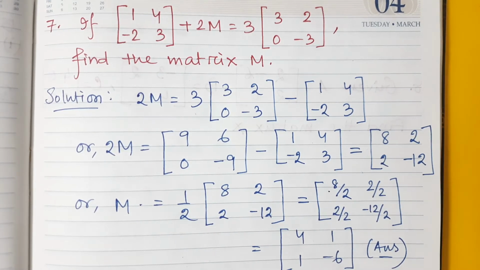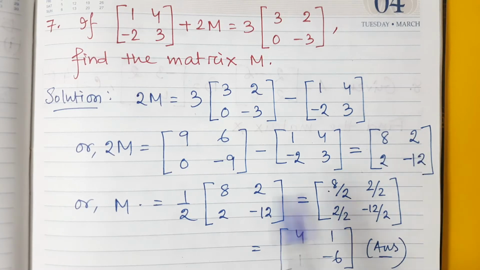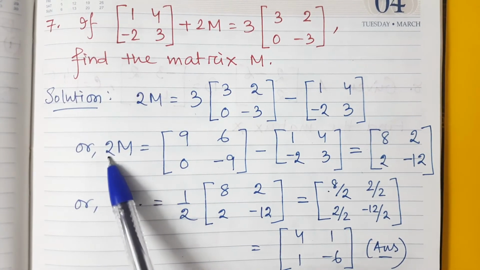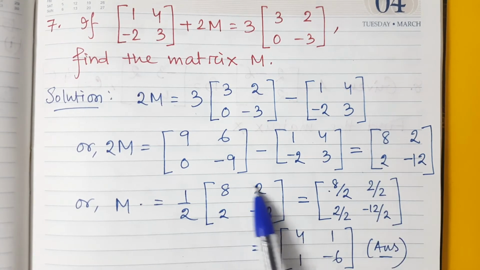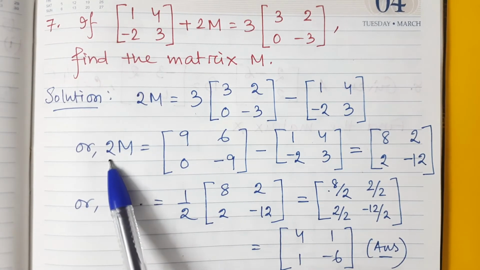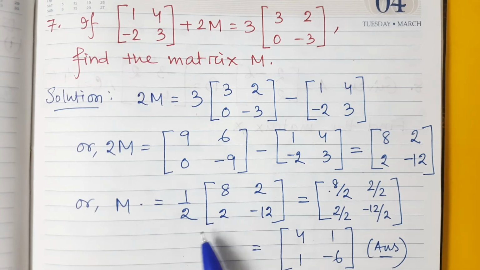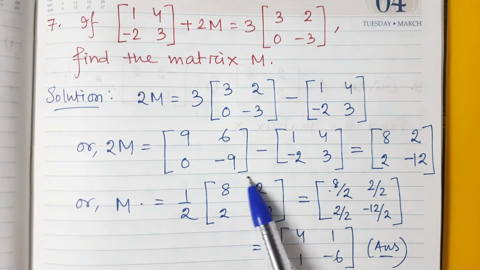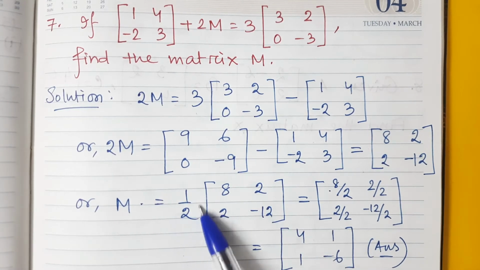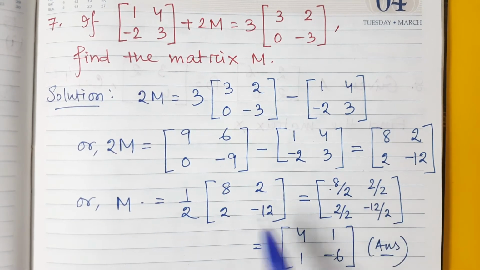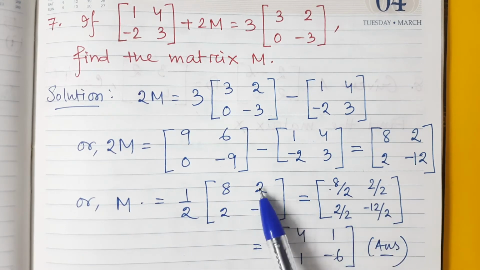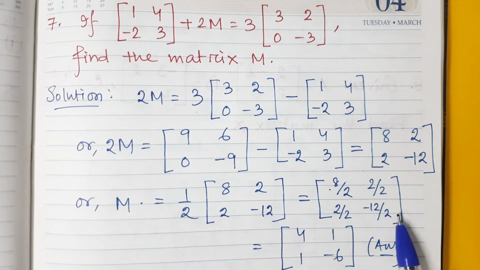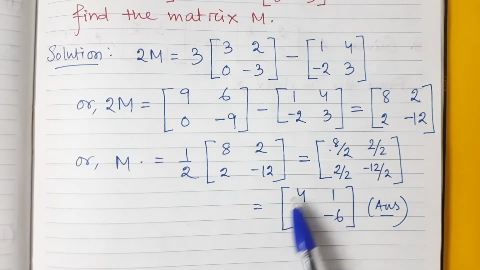Okay, so this matrix is 2M, but we need M only. So M is 1 by 2 into this matrix. I am just dividing this 2 on this side of this equation. So this is nothing but every element of this matrix should be multiplied by half. Okay, so it is 8 by 2, 2 by 2, 2 by 2 again, and then minus 12 by 2. So finally answer is this.